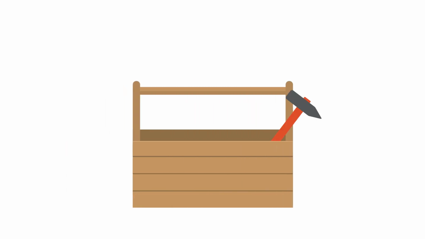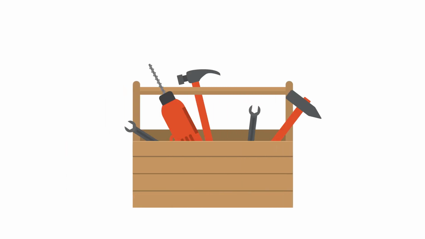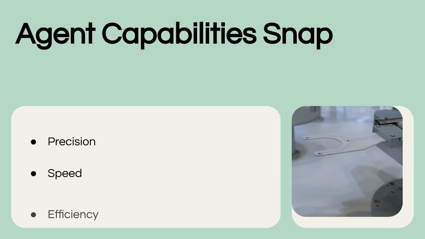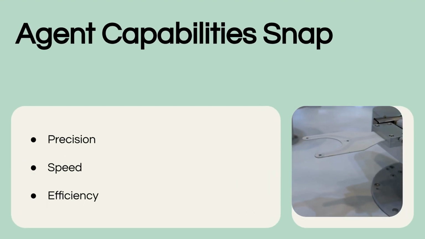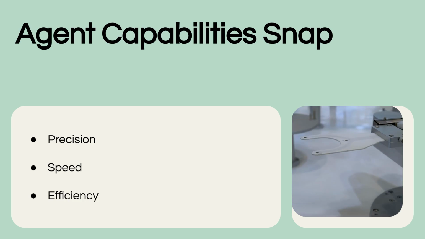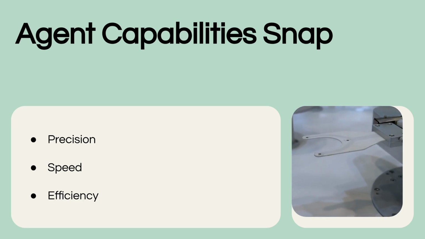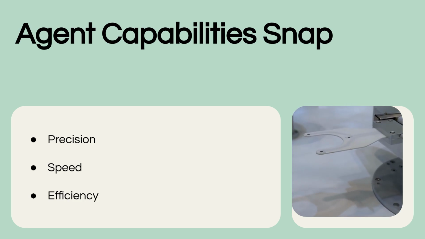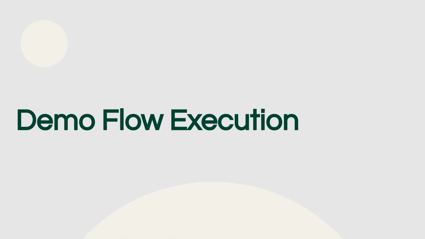Imagine a digital toolbox opening, revealing all the capabilities available to your agent, ready to be deployed. Wrench and gear icons, representing mechanics and functionality, snap into the agent's silhouette, symbolizing the integration of powerful, precise capabilities. Now let's see this in action, with a demonstration flow running.